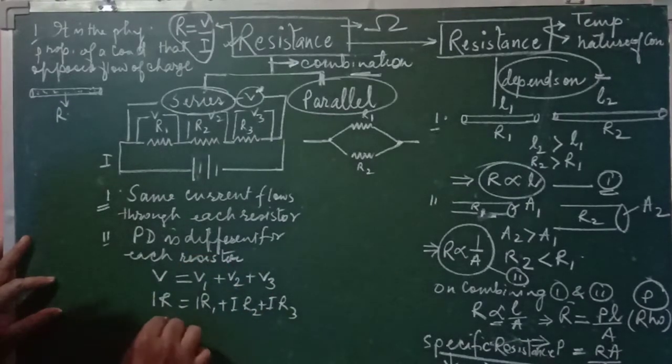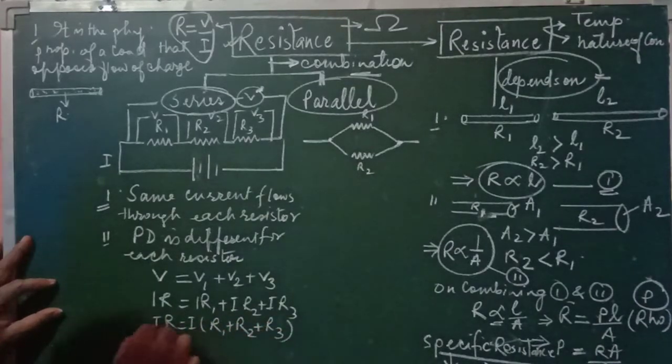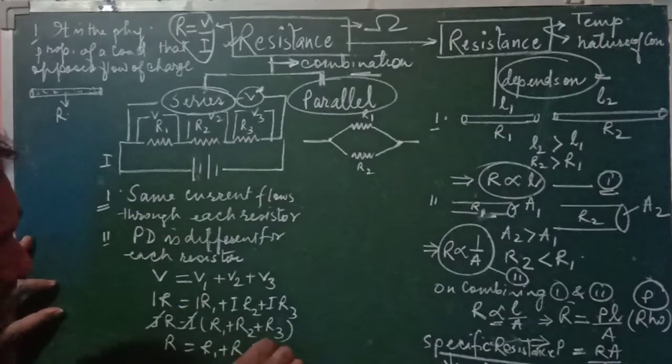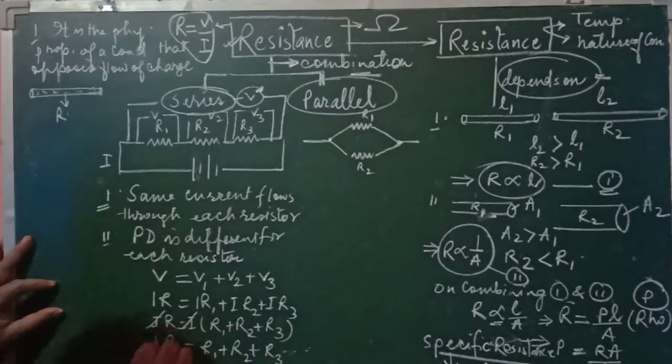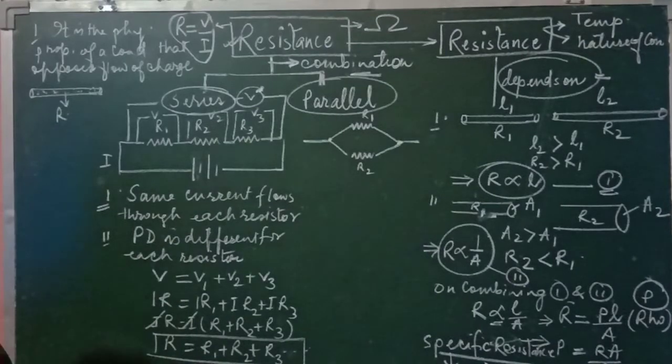So I will be taken as common, R1 plus R2 plus R3. So net resistance is equal to R1 plus R2 plus R3 and so on. Understood? So net resistance is the sum of each resistance.